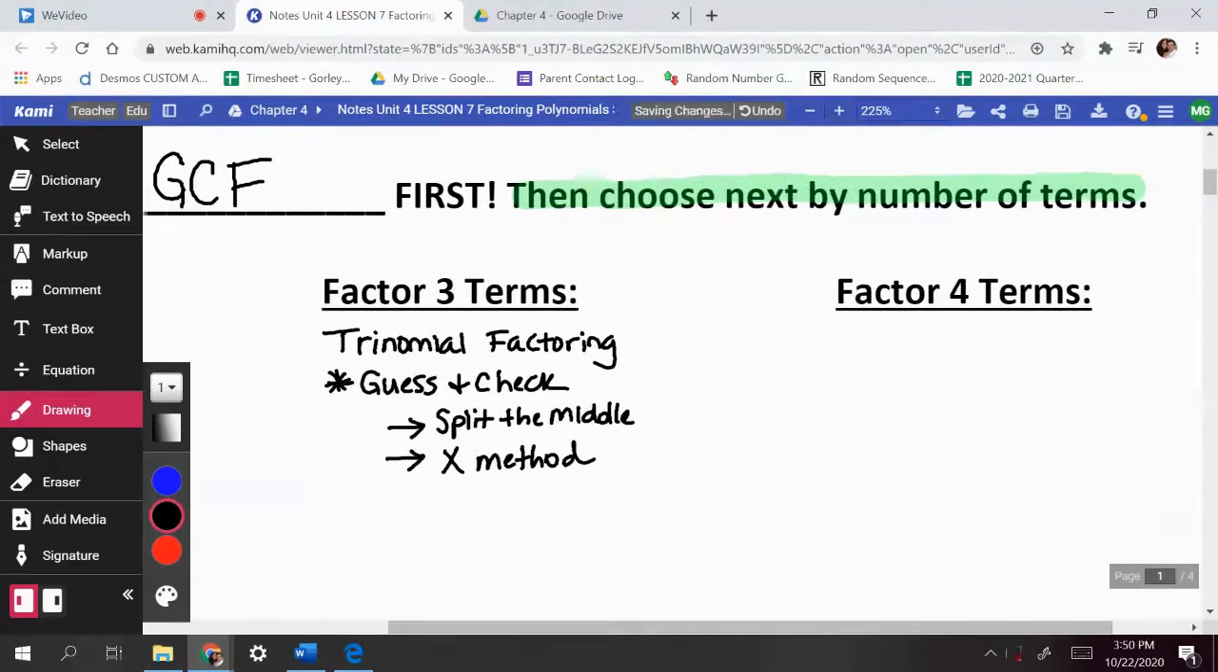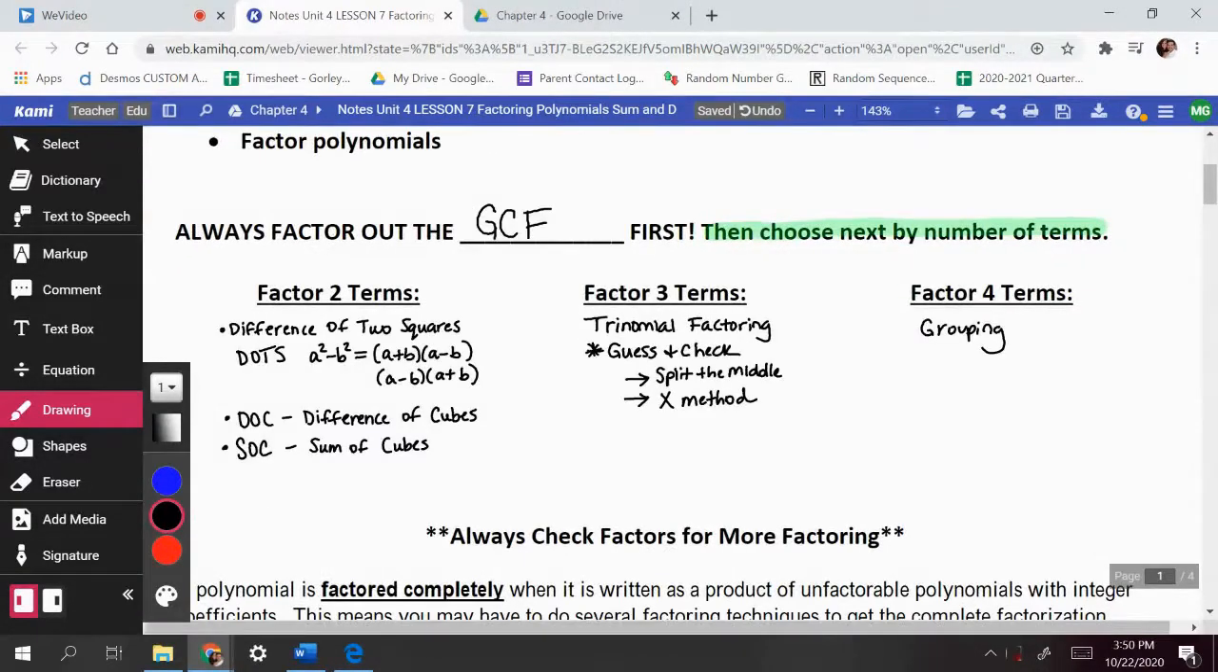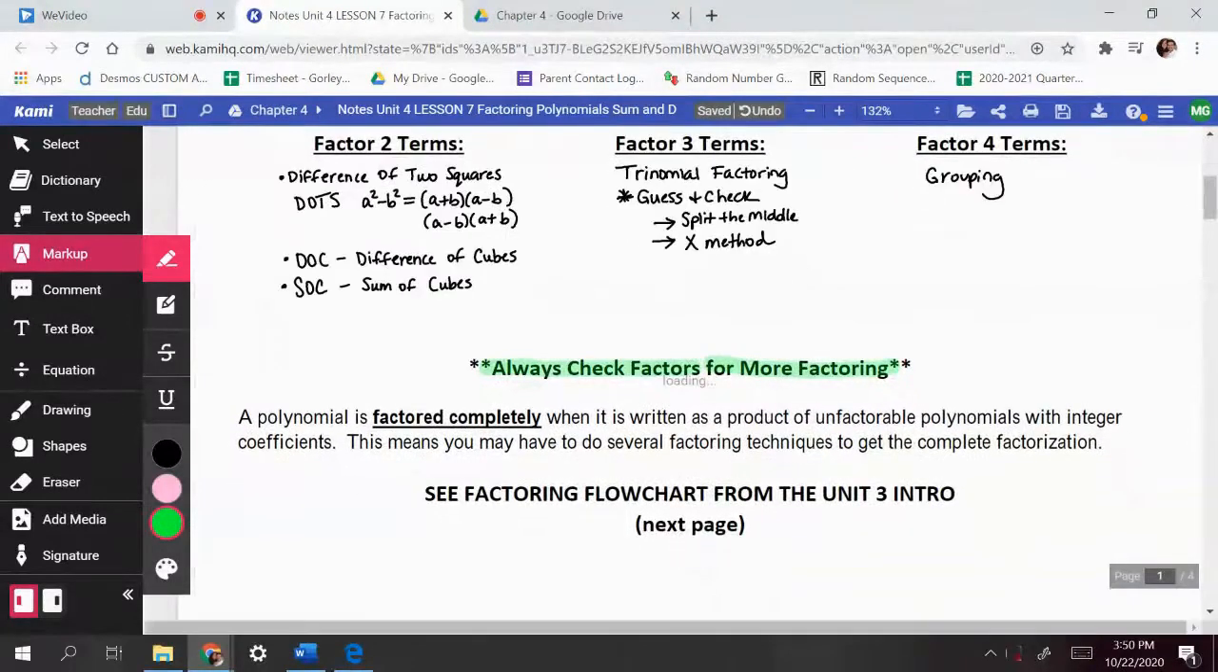Okay. Factoring four terms, we're going to use factoring by grouping for that. And remember, after you factor, you always want to check each factor to see if you can do more factoring. Okay? Always look at each factor, whatever's inside the parentheses, and see if you can do more factoring.